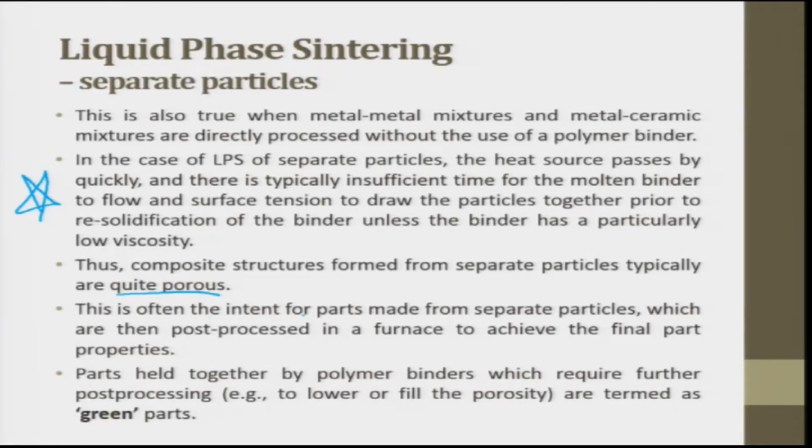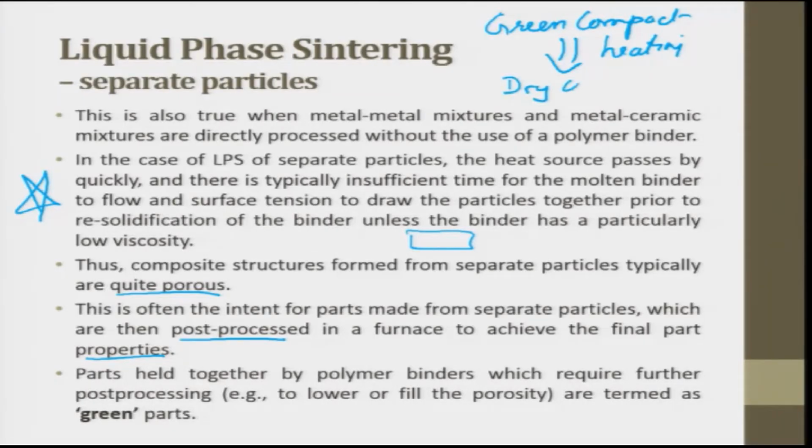This is often the intent for parts made from separate particles, which are then post processed in a furnace to achieve the final part. So what we do is we first have a green compact, and then we undergo a heat treatment to get the dry compact or the final part. A green compact is where the strength is weak; you can break it by hand, though the shape is given. In real application, this will not be usable.